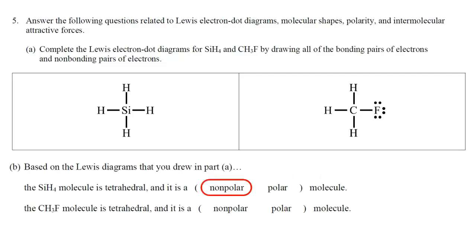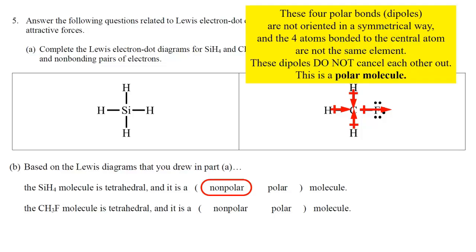Well, you already know the answer to that question. So look at the arrangement of those bond dipoles. We have 3 hydrogens and 1 fluorine. These 4 polar bonds, again, 3 hydrogens, 1 fluorine, are not oriented in a symmetrical way like they were for SiH4. And the 4 atoms bonded to the central atom are not the same element. So these dipoles do not cancel each other out. This is a polar molecule.